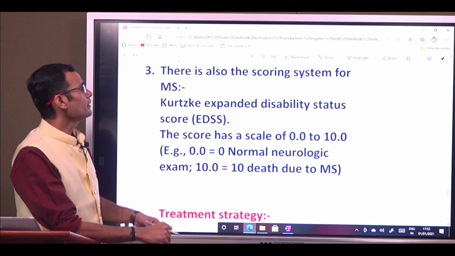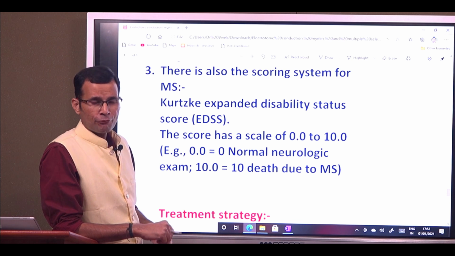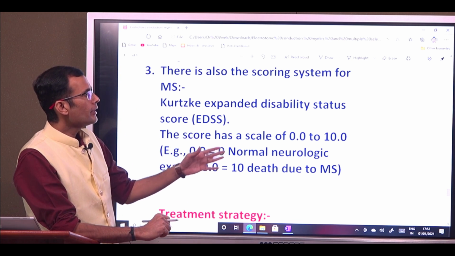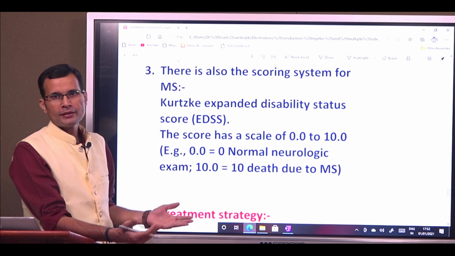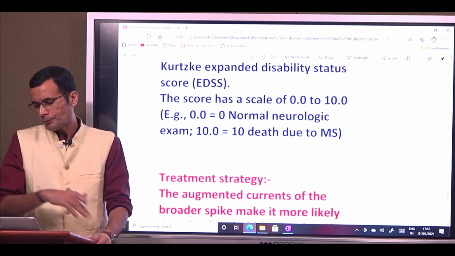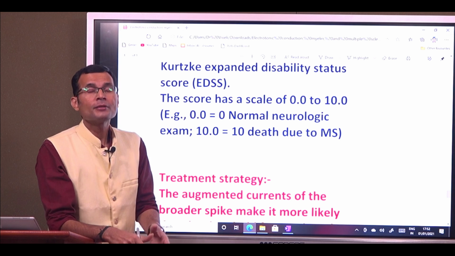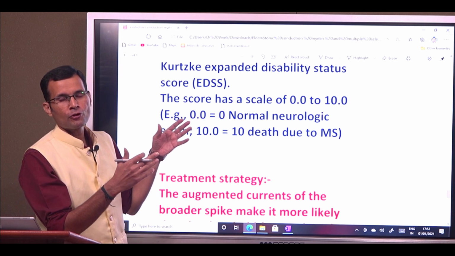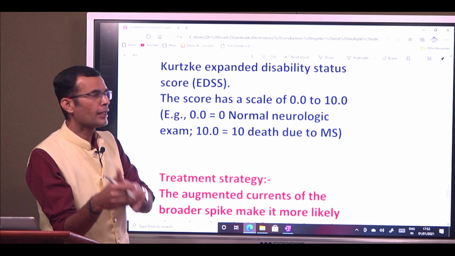There is also a scoring system for MS, Kurtzke's Expanded Disability Status Scale, EDSS, it's so called. The score has a scale from 0.0 to 10.0.